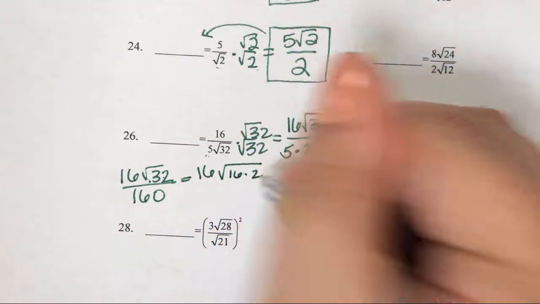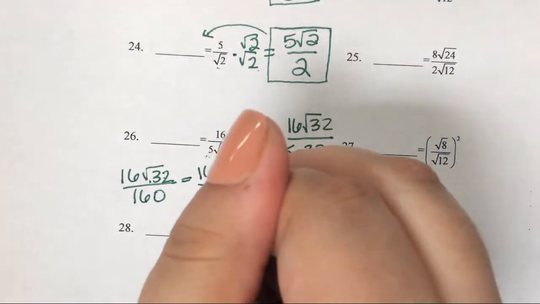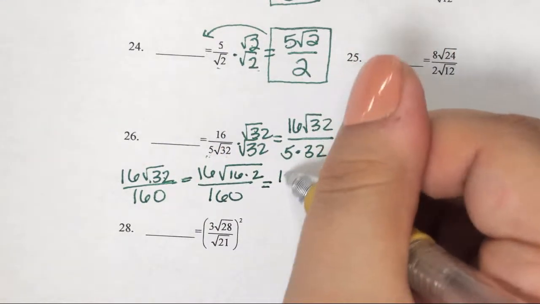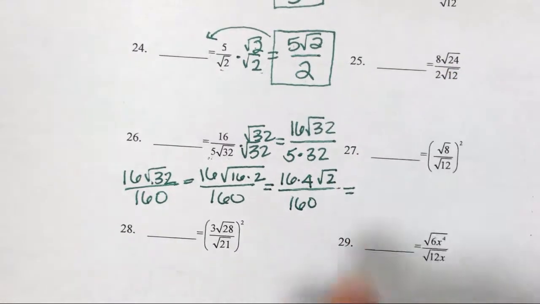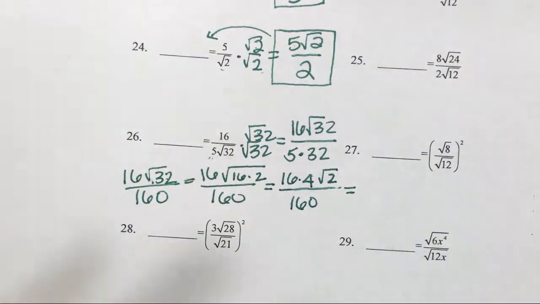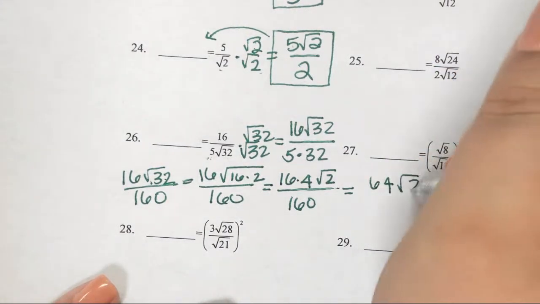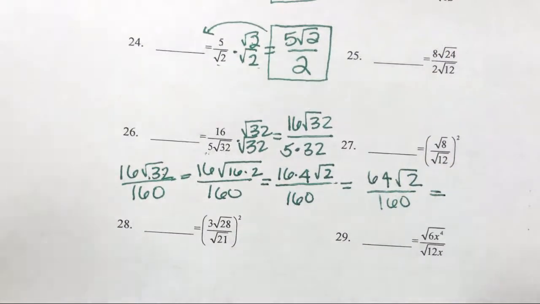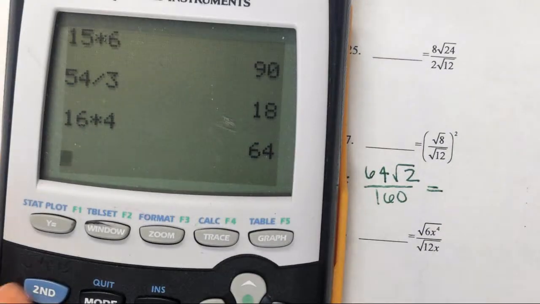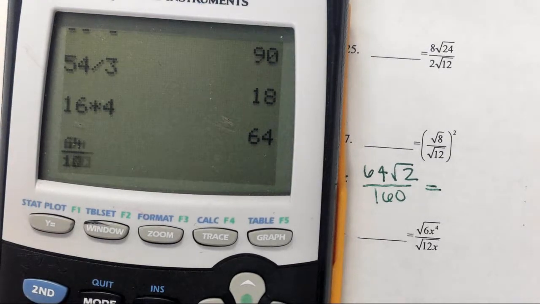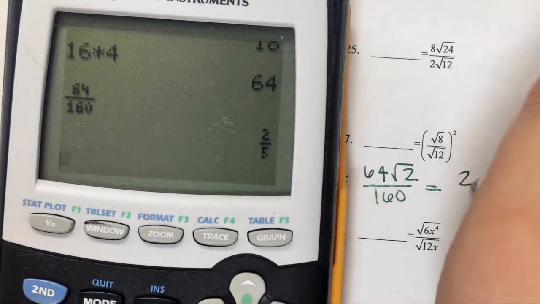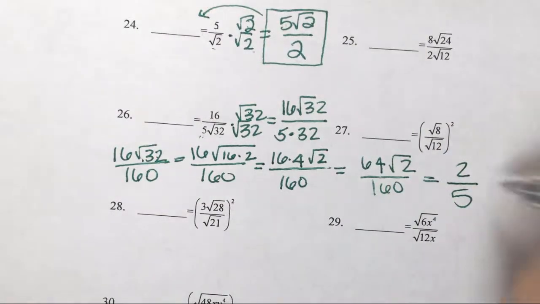32 is 16 times 2. Well, what's the square root of 16? It's 4. And then square root of 2. This one's a long one. 16 times 4 is 64. Square roots of 2 over 160. And then you can just put this in the calculator or you can figure it out. 64 over 160 is 2 over 5. And don't forget to keep that square root of 2 up top. So 2 square roots of 2 over 5 is your answer.